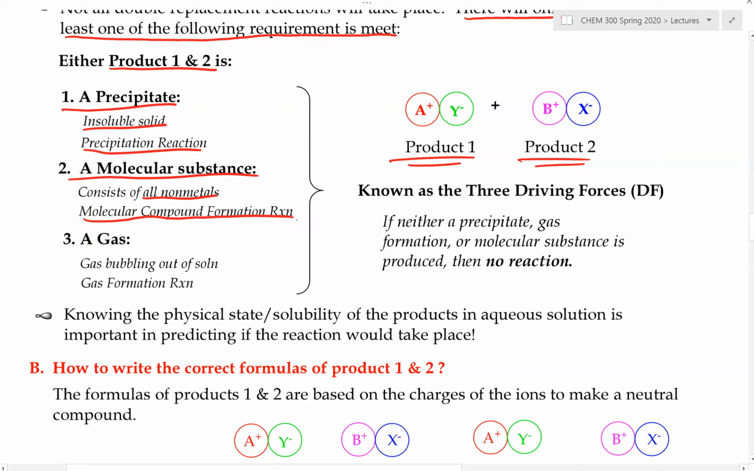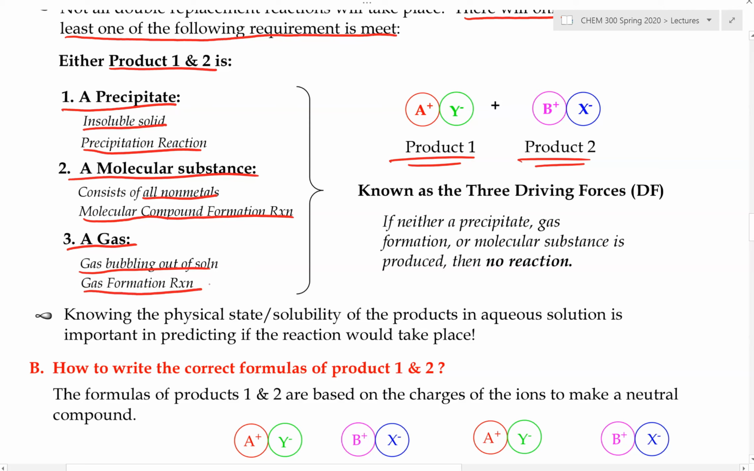And third, if we don't have a precipitate and we don't have a molecular substance being produced, then either product 1 or product 2 has to be a gas. Normally, we have to know about the physical states of the products to figure out whether it is a gas or not. And this gas would simply bubble out of solution. And if a product being produced is a gas, then this type of reaction can also be referred to as a gas formation reaction.